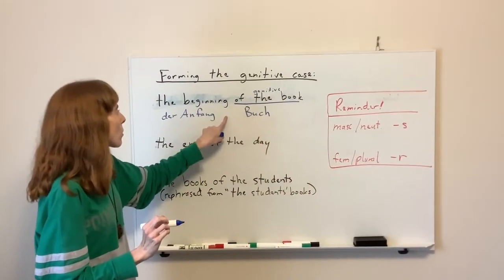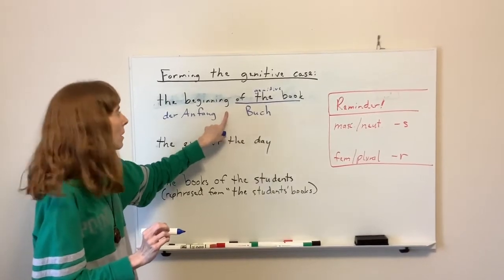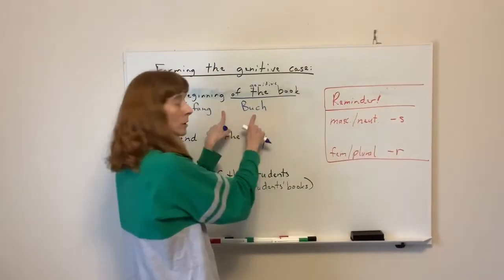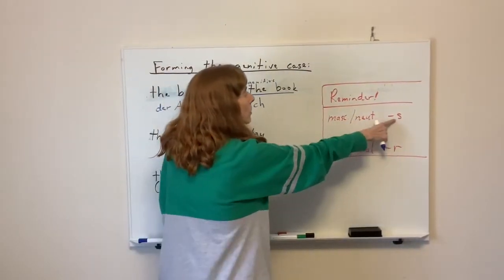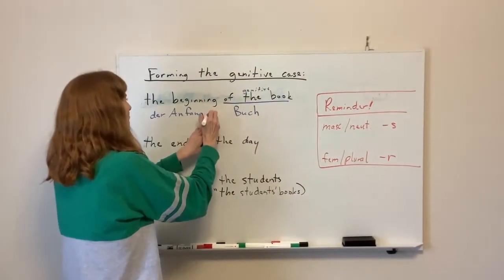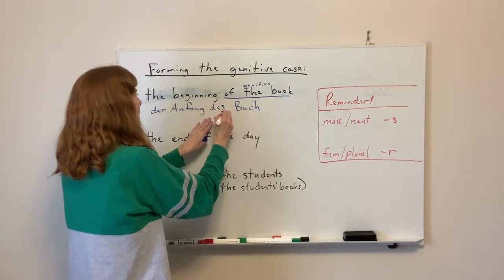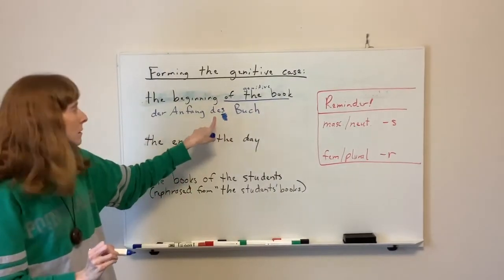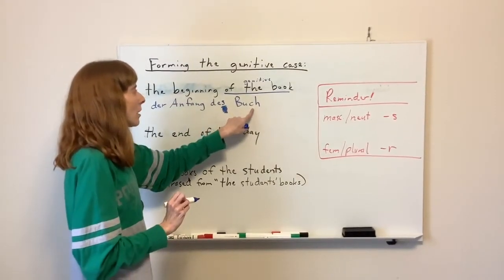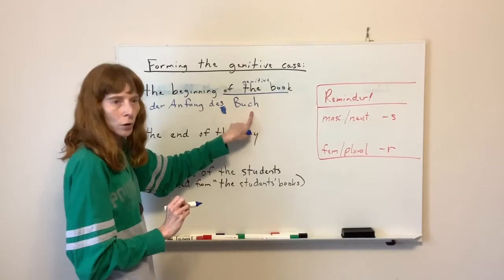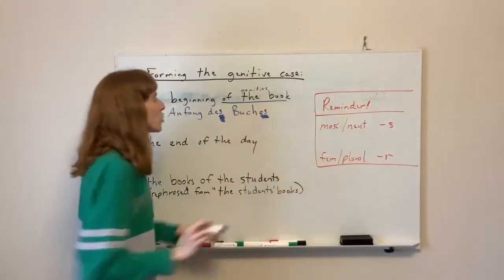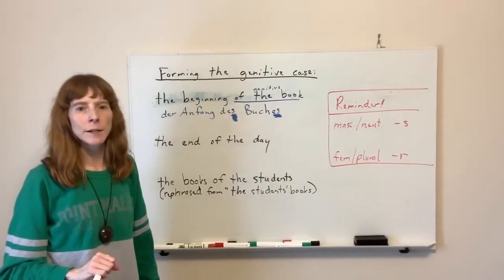The part we need to work with now is "of the." Now we know that with masculine and neuter, and Buch is masculine and neuter, we use an S. S is the letter we're looking for. So, der Anfang des, and there's my S to tell me that that's genitive. Der Anfang des. Now, I've also got to add an S to the word Buch. Des Buches.